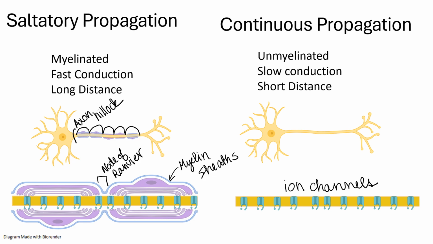So saltatory is fast, myelinated, long distance. Continuous is slow, unmyelinated, short distance.